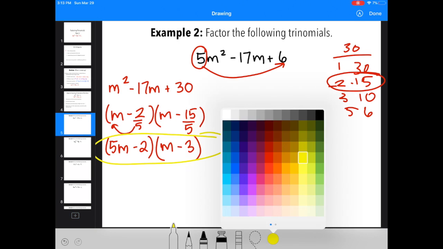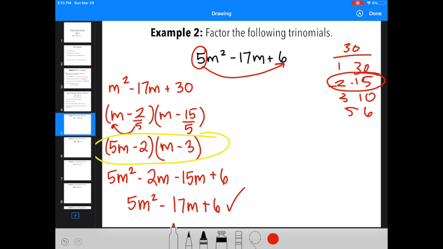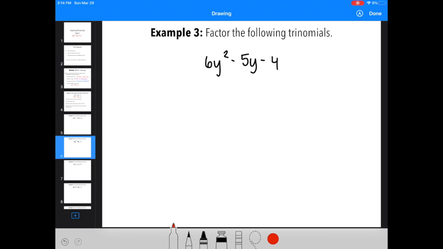All right. Let's double check to make sure we did that right. So 5m times m gives me 5m squared. Negative 2 times m gives me negative 2m. 5m times negative 3 gives me negative 15m. And negative 2 times negative 3 gives me positive 6. Whew. So then I get 5m squared minus 17m plus 6. Check. That's how you guarantee you get all of those problems right, by redistributing it. Okay? So remember, slide, factor, divide, and simplify.